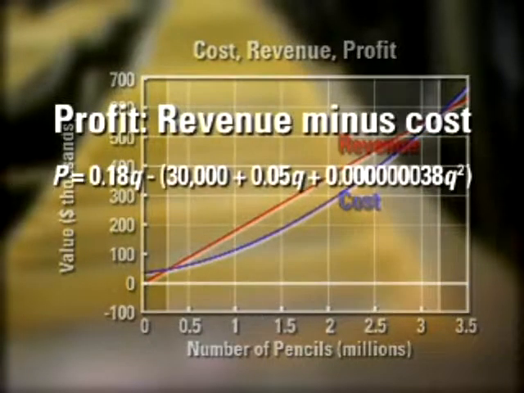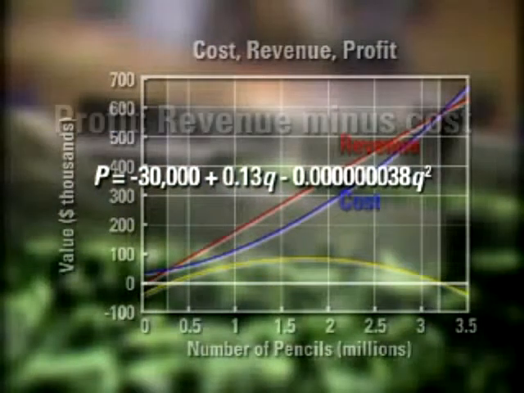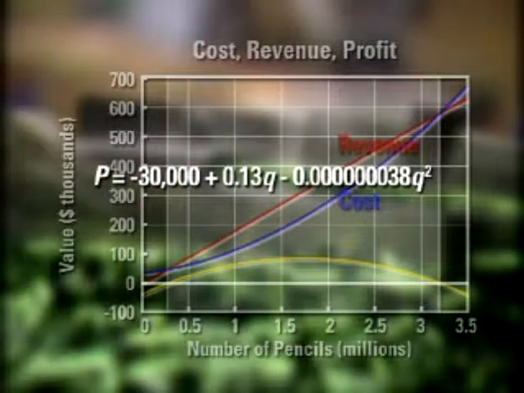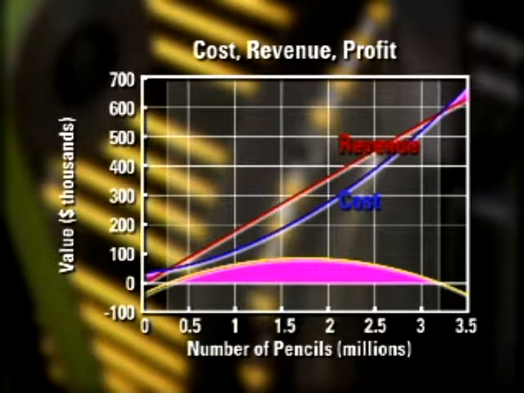In fact, profit is the difference between revenue and cost. So the company's profit from selling Q items is this. Profit equals negative 30,000 plus 0.13 Q minus 38 billionths Q squared. The graph of this function is the difference between the heights of the revenue graph and the cost graph. This curve is above the horizontal axis in the range of values of Q, for which the company makes a profit. Elsewhere, it's a loss.